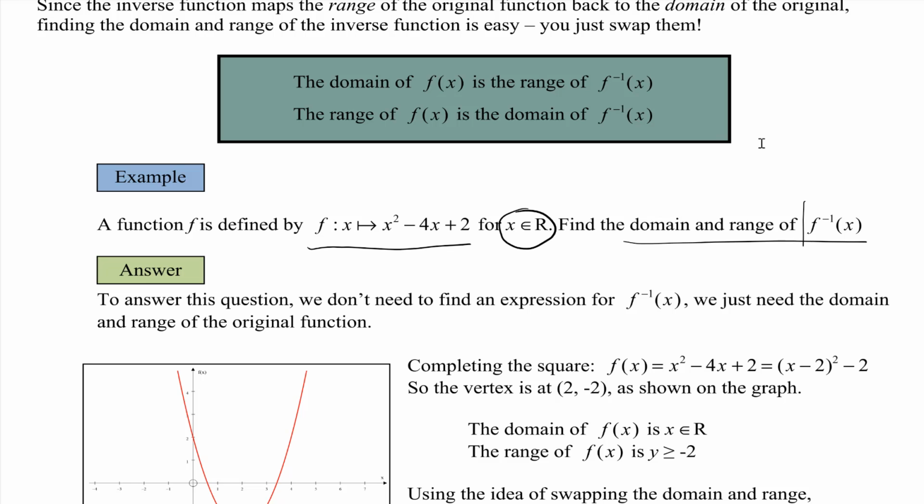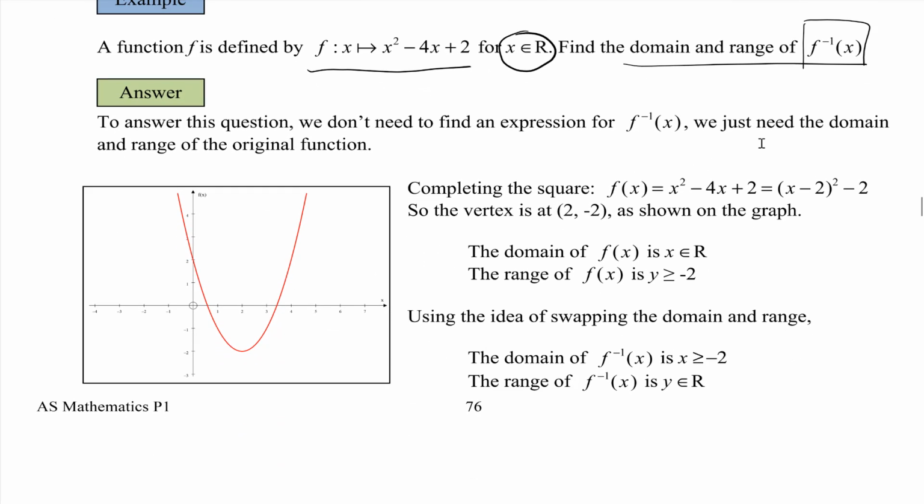And I think that's what I've done here. Completing the square on this function, we get x minus 2 squared minus 2.